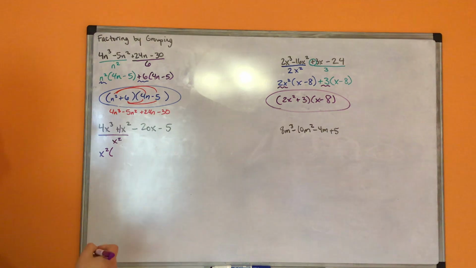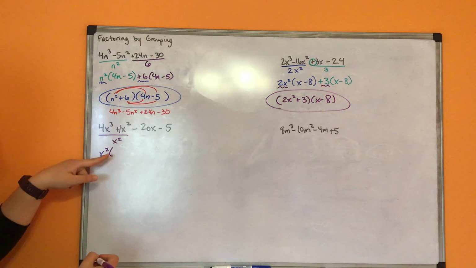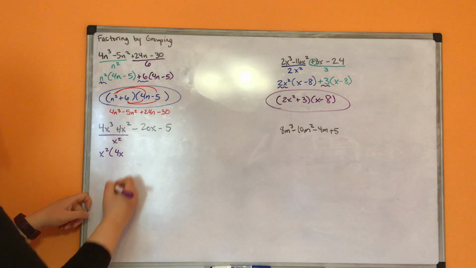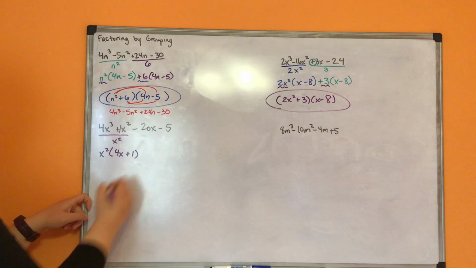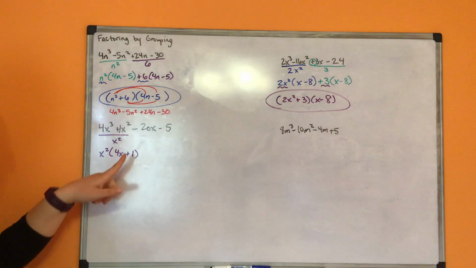When I factor that out, 4x cubed divided by x squared is 4x. Here the x squareds cancel and I get just plus 1. X squared divided by itself is positive 1.